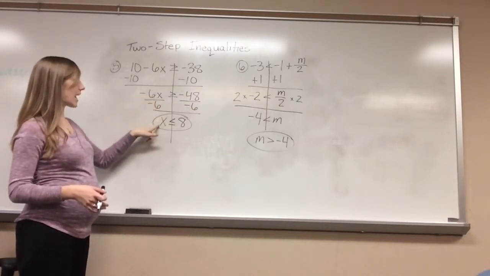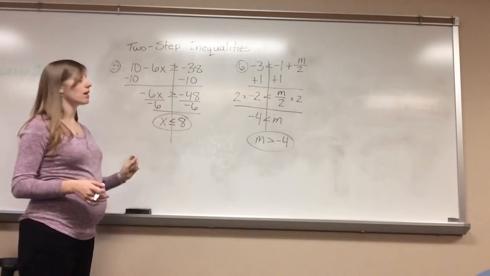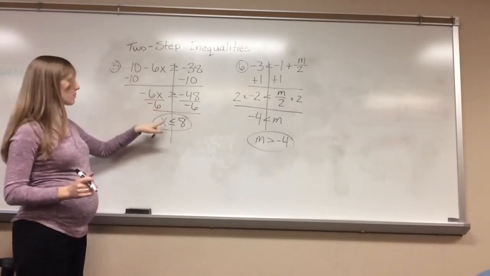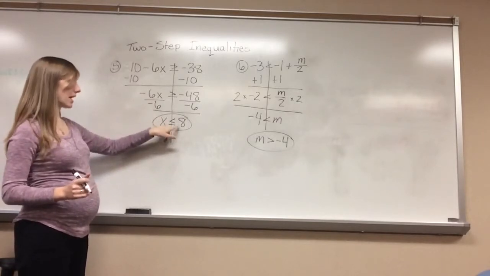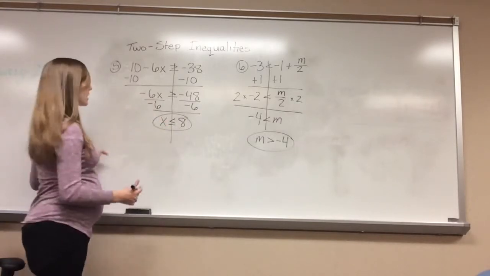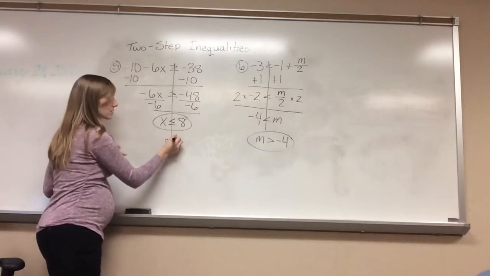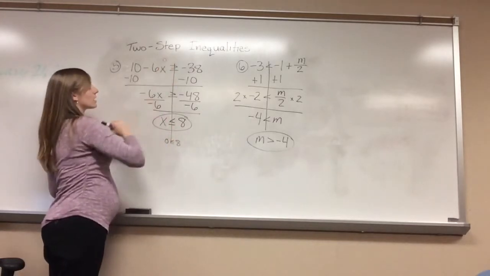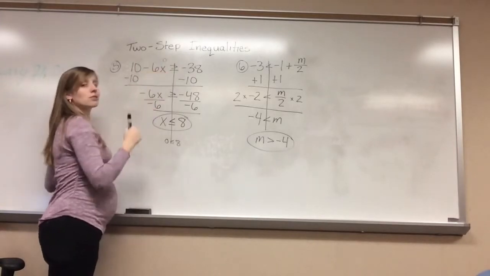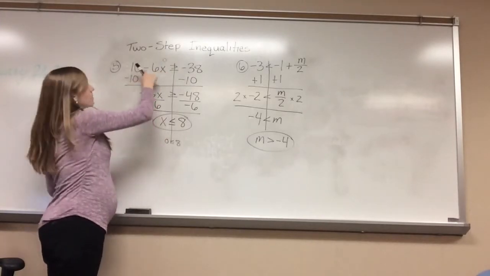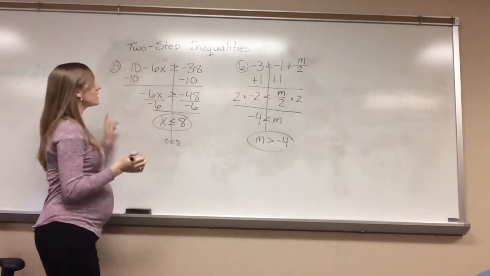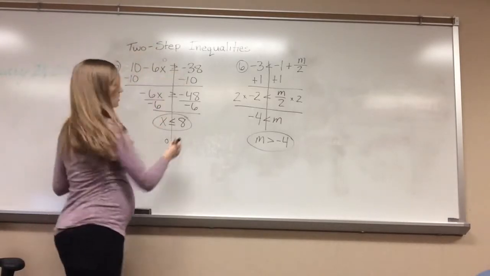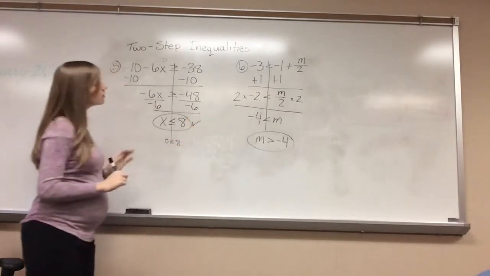So that left me with x. I flipped the inequality sign because I divided both sides by a negative. So it became less than or equal to 8. If you wanted to check this answer, you could use 0 for x because 0 is less than or equal to 8. If I put 0 in for x, negative 6 times 0 is just 0, and 10 minus 0 is 10. 10 is greater than or equal to negative 38, so my inequality works.